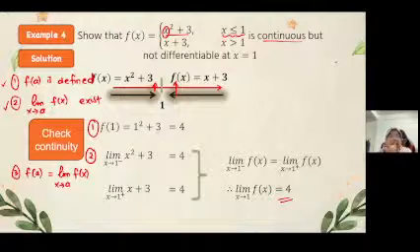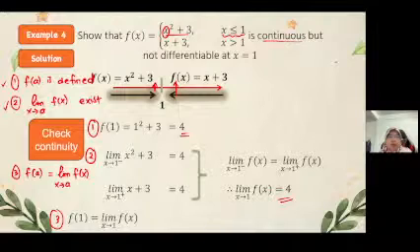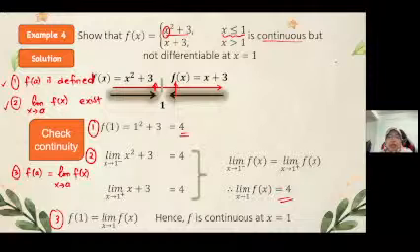If you say that they are equal to a certain value, that means the limit exists. Okay, so now the third one, which is our conclusion. You have to check, does 4 equal 4? Of course, they are equal. So for the third one, we can say that f(1) is equal to the limit for x approaching 1 of f(x). Therefore, f is continuous at x equal to 1. So we have already checked all those 3 conditions. Now we are sure that f is continuous at x equal to 1.